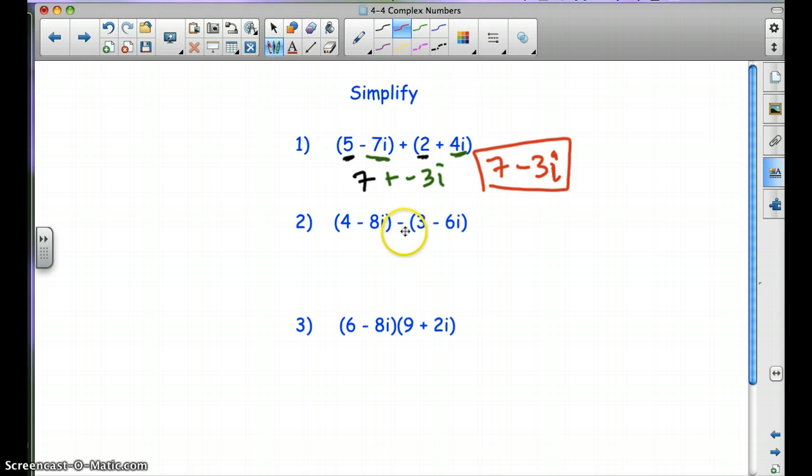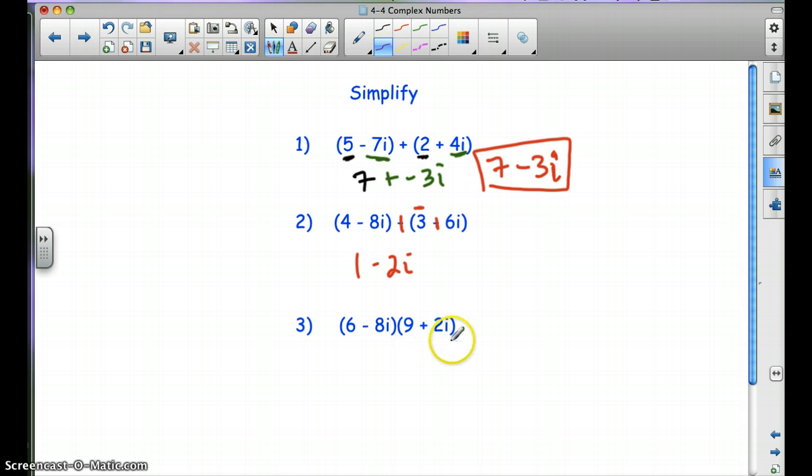Now what about subtracting? With subtracting, we have to remember to distribute the negative sign. That's probably the biggest mistake I'll see with this, is that we'll forget to distribute the negative sign. So it'll be plus, it'll be a negative, and this will become a positive. So we have 4 minus 3 is 1, and a negative 8 plus 6i, that's going to be a negative 2i. So we'll just write 1 minus 2i.